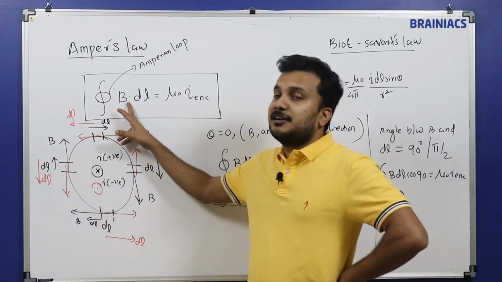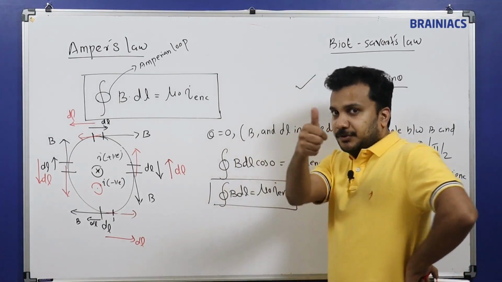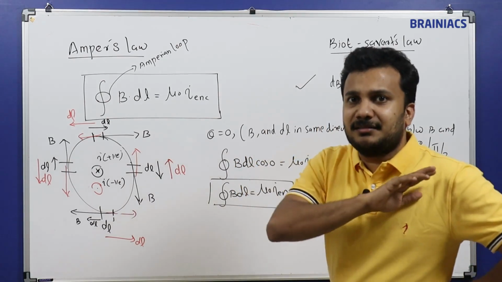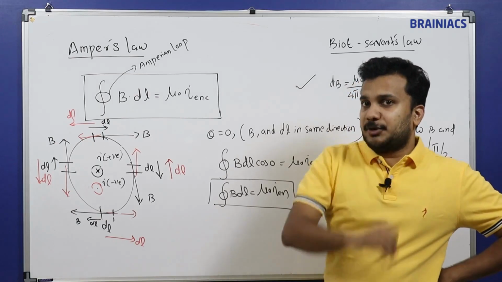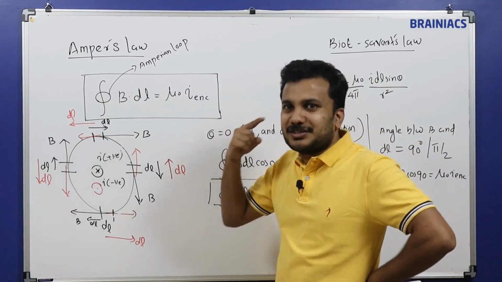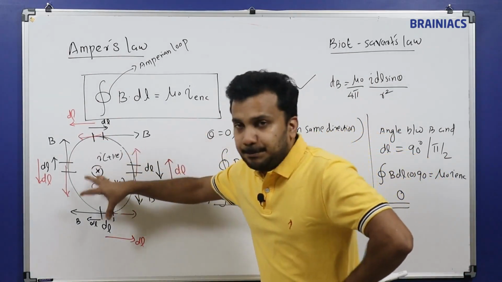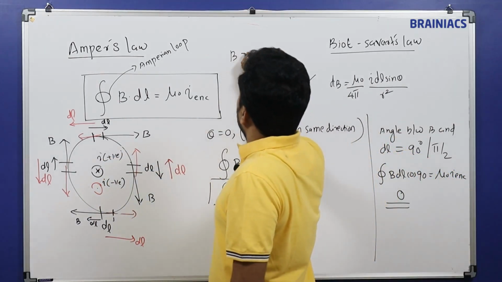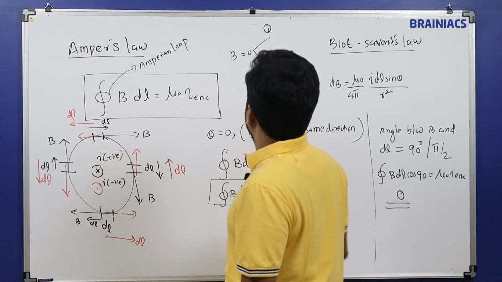No current means magnetic field equal to 0. So magnetic field can be 0 in two conditions. First condition, the angle between B and dl should be equal to 90 degrees, then the cross product will go to 0. Condition number 2, within the Amperian loop, if there is no current enclosed, this is a concept, current enclosed. If no current within the Amperian loop, then this is equal to 0. So I can say B equals 0 in two conditions, condition number 1 and condition number 2.